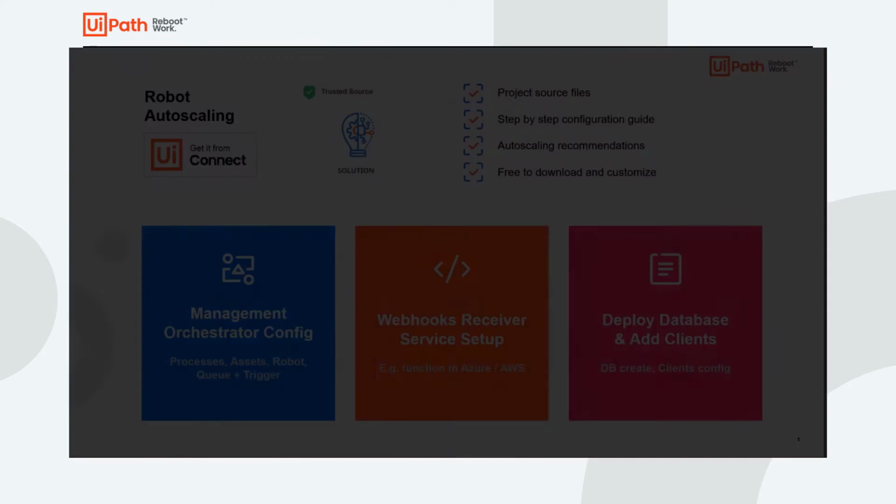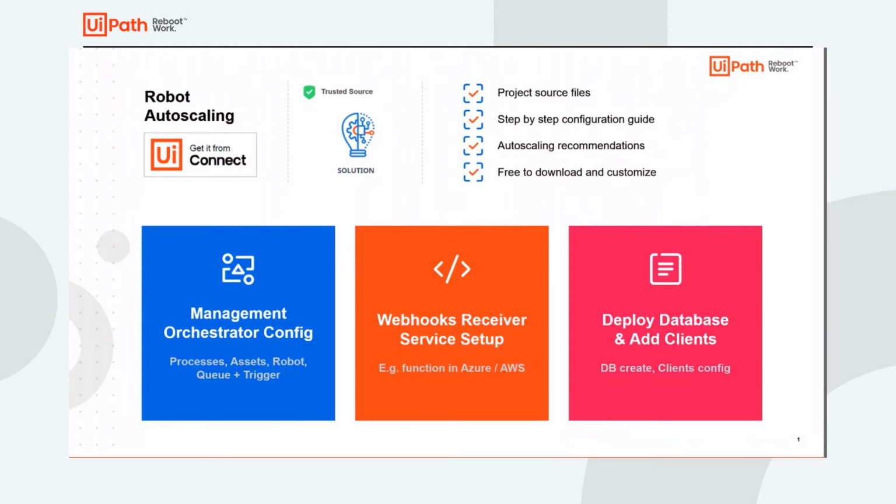Hi, Thomas. Sure. Okay. So yeah, the robot auto-scaling solution can definitely help. First of all, let me tell you a bit about it. You can get the solution for free from our UiPath marketplace. The sources are available, the packages are available if you want to simply go ahead and deploy it. And you also have detailed documentation.